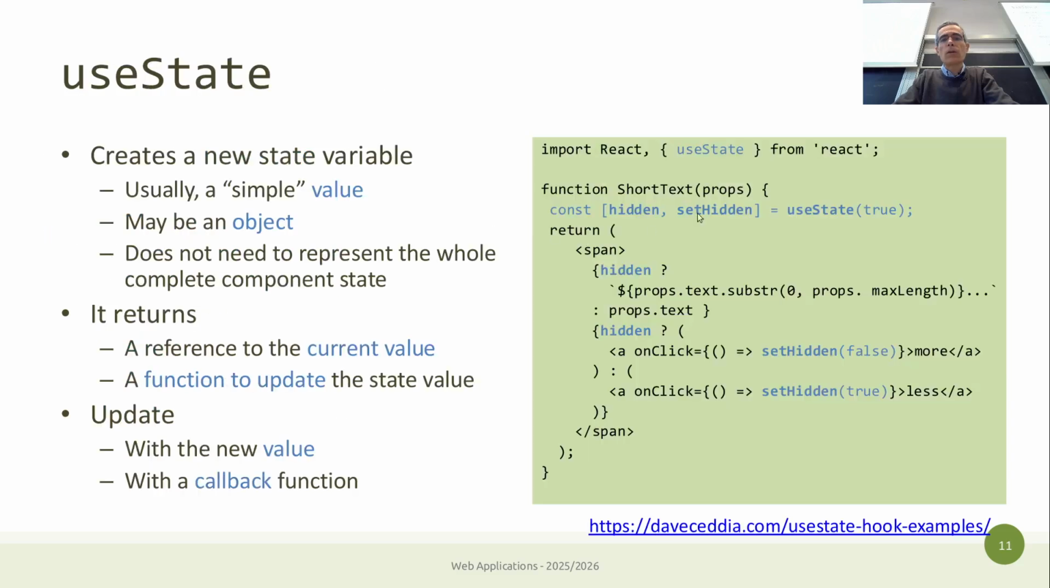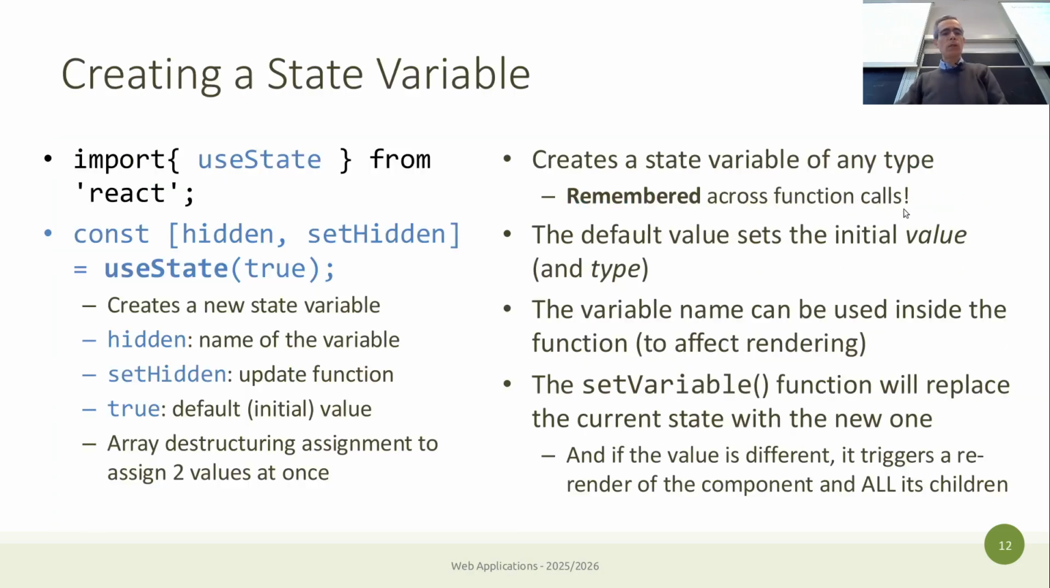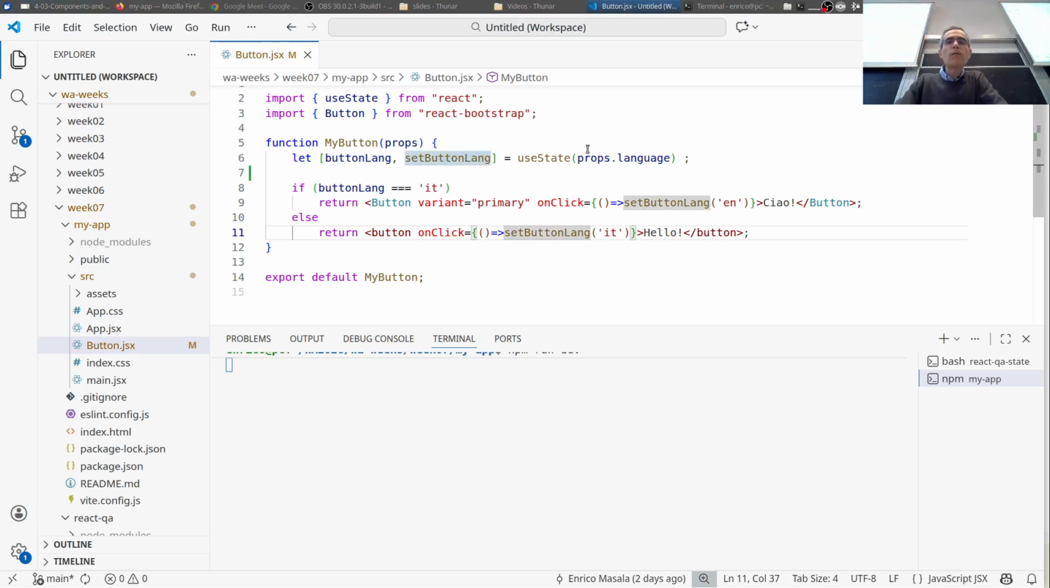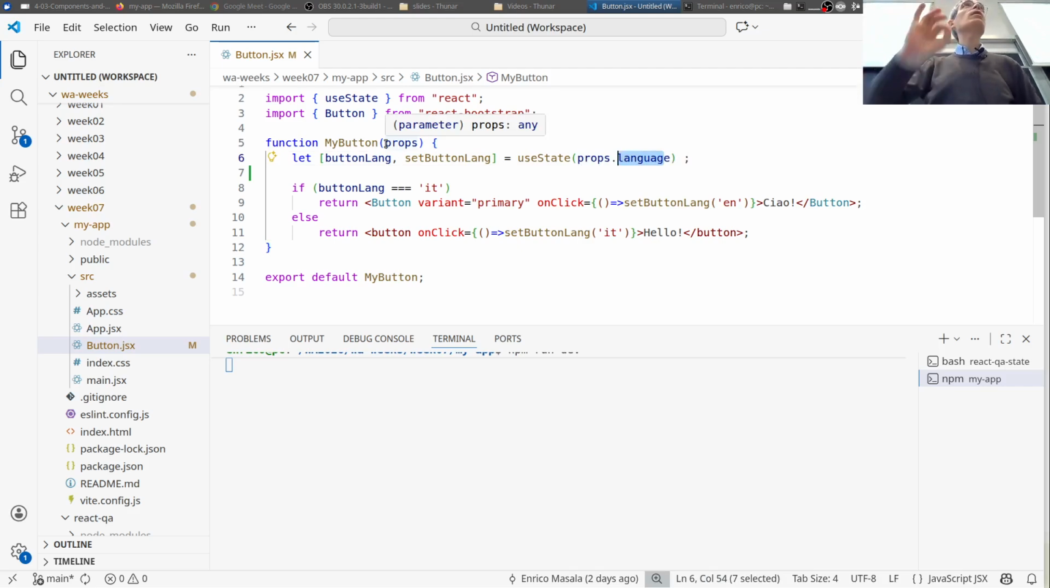It was here, I think. Use state true. First time we use true and we put it into hidden. Next times, simply ignore it. Or it was, no, it was in Visual Studio Code. So, first time, the props language value is put into the button lang. Next time, simply ignore it. You can change the props, that's fine. React will re-render the component, but will not use this value, even if it has changed, to update the state. So this is just the initial value.